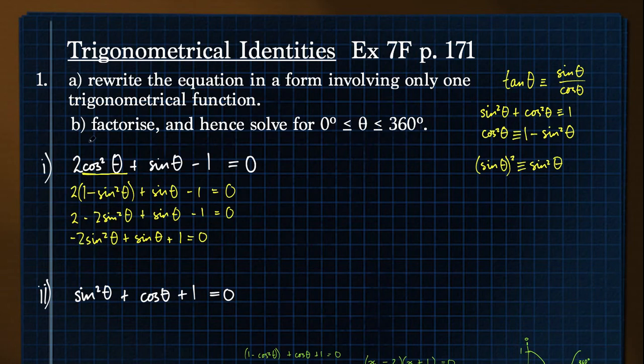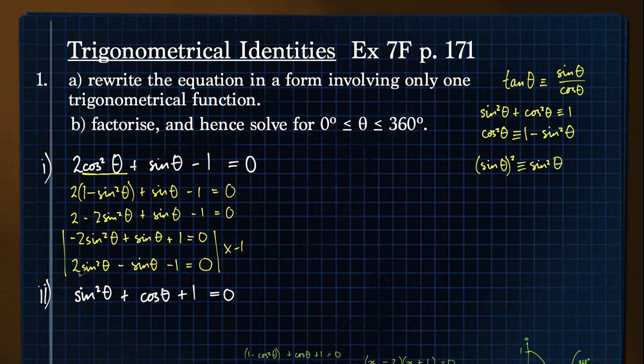theta, and because I'm going to need to factorize it later on, I want that to be positive. So in order to make that positive, I'm just going to multiply everything in that expression by minus 1. So 2 sine squared theta minus sine theta, let's change the sign, minus 1, and 0 times minus 1 is still 0. So that's my answer to the first part of the question, rewriting in a form that involves only one trigonometrical function. It only involves sine now.